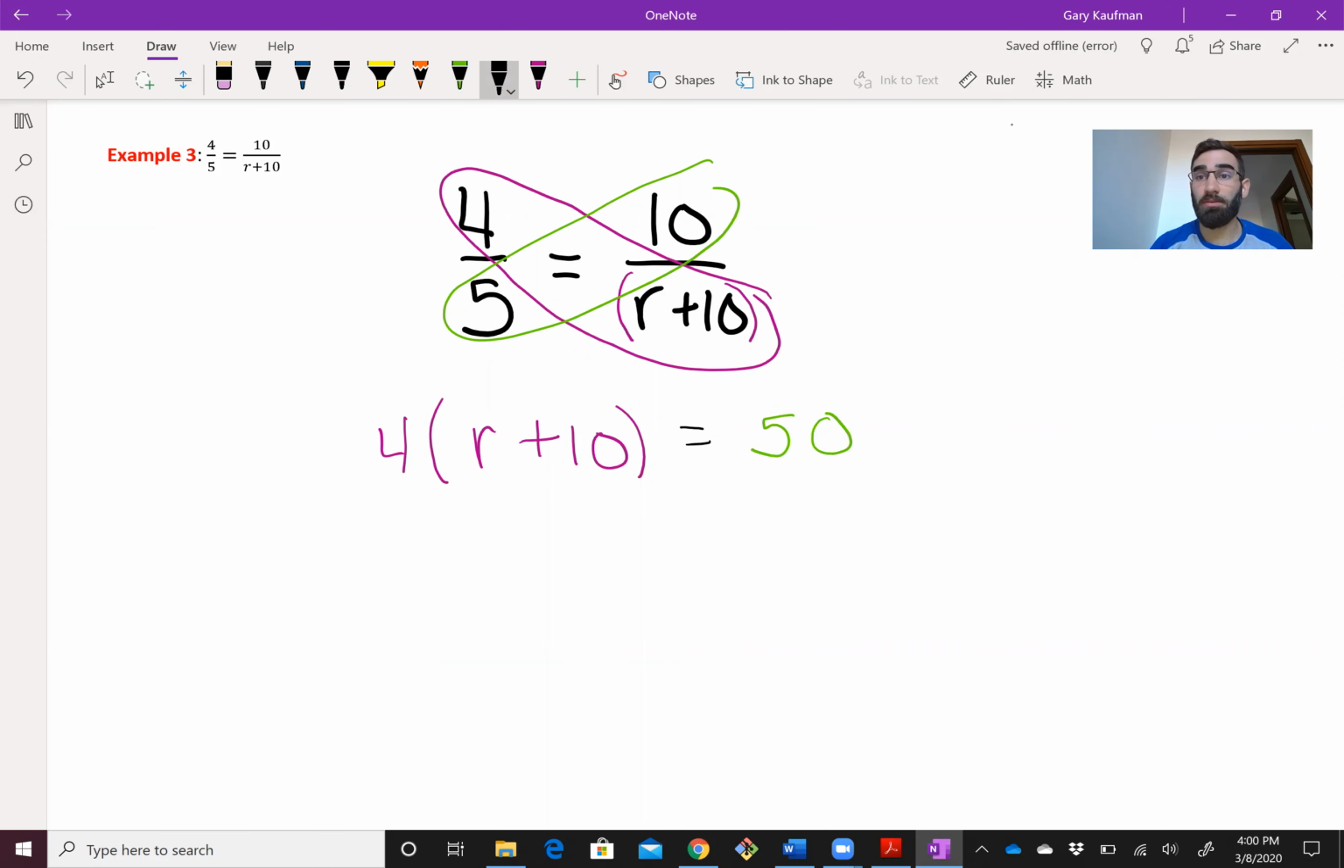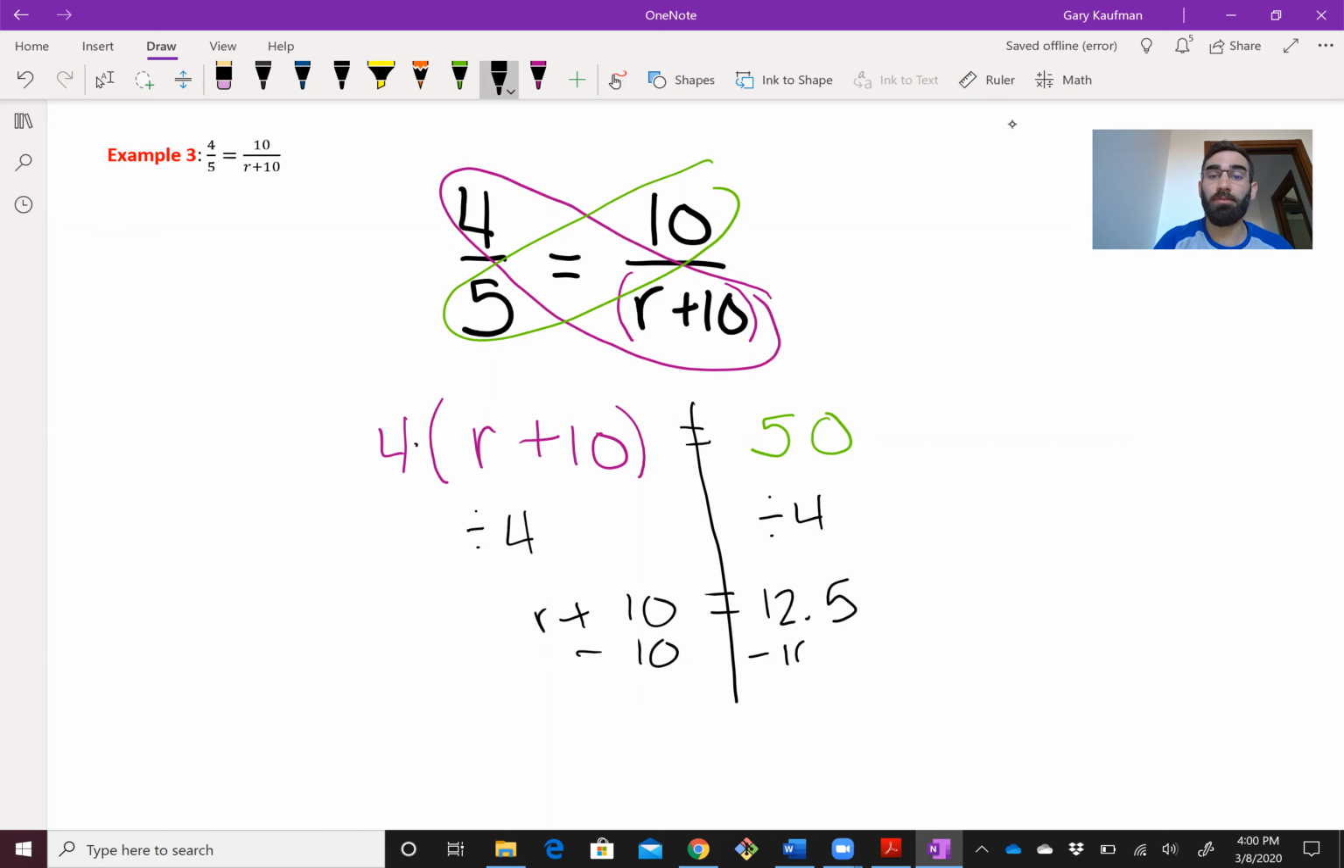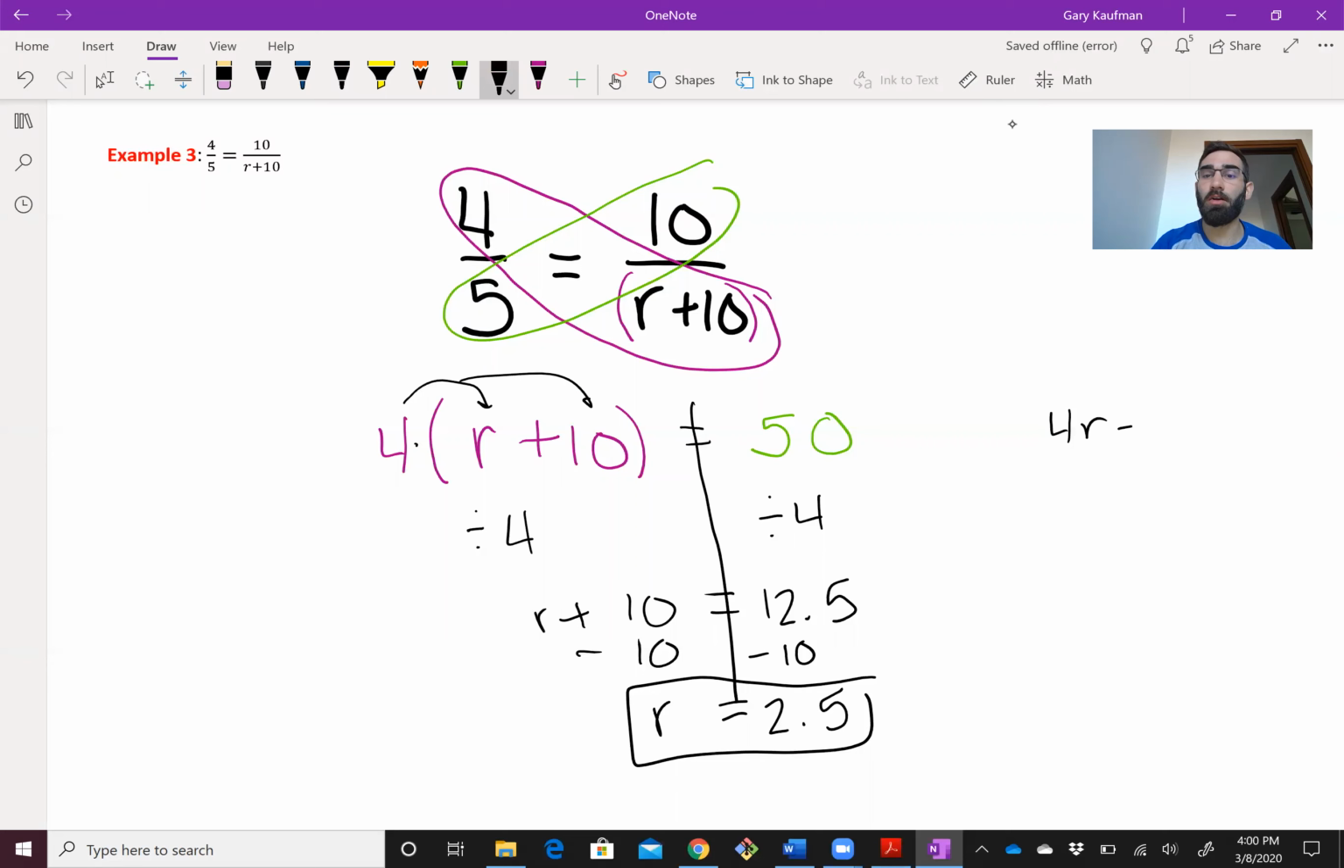Now, you can solve this in 2 different ways. I'm going to do the first way where I'm going to go straight to inverse operations, divide both sides by 4 and get r plus 10 equals 12.5. Subtract 10 from both sides and get r equals 2.5. If you had wanted instead, you could have distributed that 4 and gotten 4r plus 40 equals 50. If you were to solve this equation, you would again get r equals 2.5.